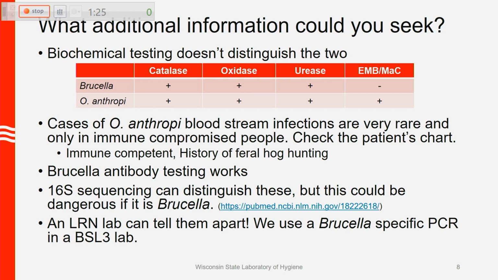Now, we ought to think more critically about O. anthropi itself. Like we said, we know that there are cases of O. anthropi bloodstream infections, but they're very rare, and they're only in immune-compromised people so far in the case reports. If she had gone back to check the patient's chart, she could have seen that this was a completely immune-competent patient and had a history of hunting feral hogs. Some big red flags to be going off of that one.